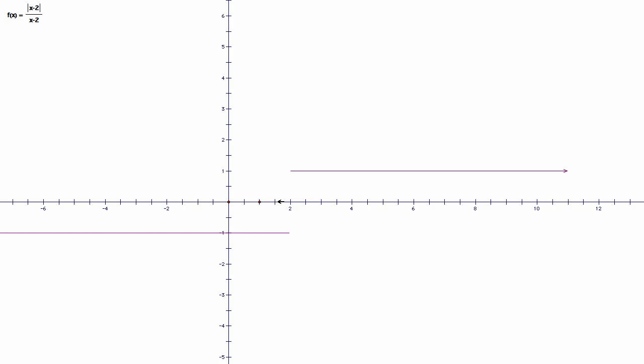As we approach 2 from the left-hand side, though, you can see that something different is going on. It looks like we're approaching a different number. In this case, we're approaching -1 down here. So graphically, it looks like as we get close to 2 from the right and from the left, we're going to 2 different values. From the right, we're going to 1, and from the left, we're going to -1.